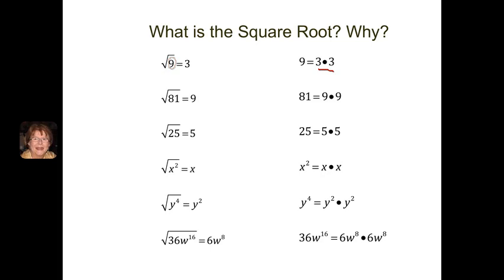So the square root of a number is the number that you multiply by itself to give that perfect square. Square root of 81 is 9 because you're multiplying 9 by itself to give you 81. And you have the other examples here. This is language you need in order to factor the difference of two perfect squares.